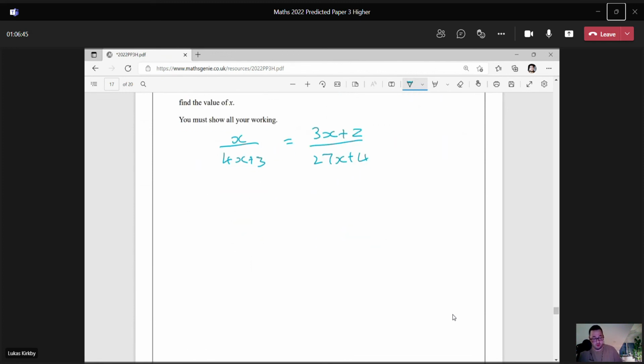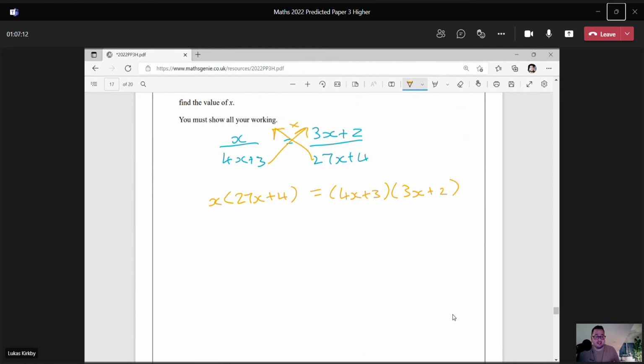Well, now we want to work to solve them. And we've got fractions, which are not nice. So we want to times up, do this kind of cross multiplication. If we times up by 27x plus 4, we're going to get x brackets 27x plus 4. And that equals, if we times up this 4x plus 3, 4x plus 3 times 3x plus 2.